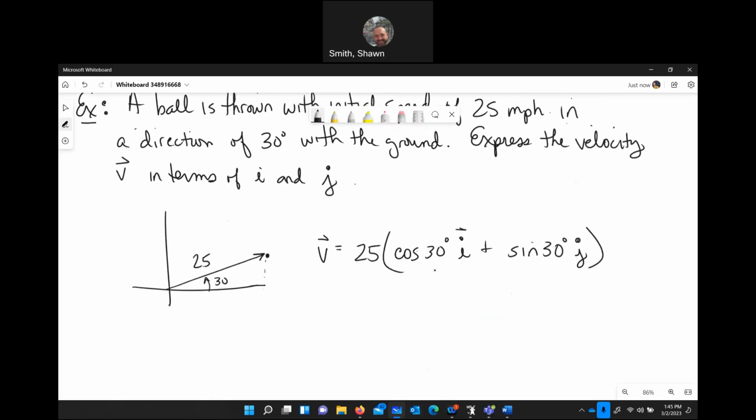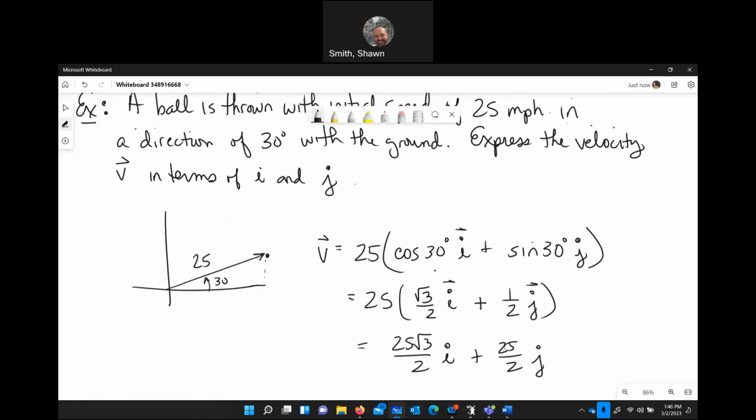Simplify this. What's the cosine of 30 degrees? Square root of 3 over 2. Here's the other one. On the test, don't guess. Put it in a calculator to make sure, right? Sine of 30 is 1/2. Distribute the 25 across, and then you have it totally just as i and j. That's two terms. 25 square root of 3 over 2 times vector i plus 25 halves vector j.